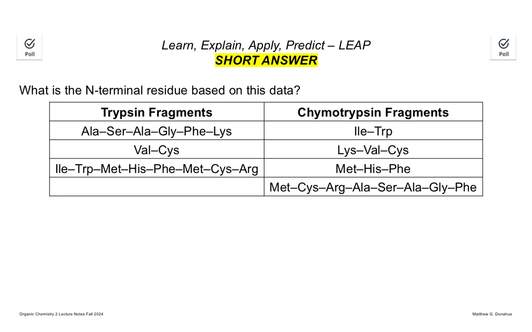So in terms of the logic, the way we can eliminate some things, so Met, His, Phe. So that occurs here. And you can see that the Met is blocked by the Trp. So that cannot be the N-terminus. And then what other overlaps can we see?